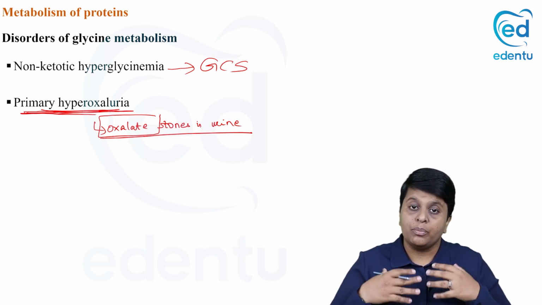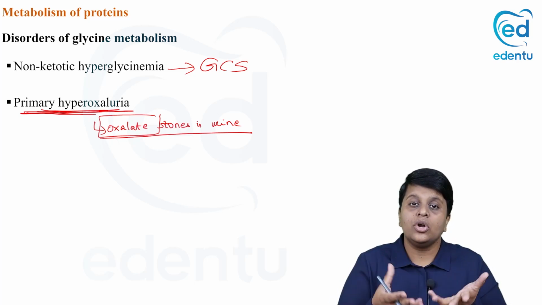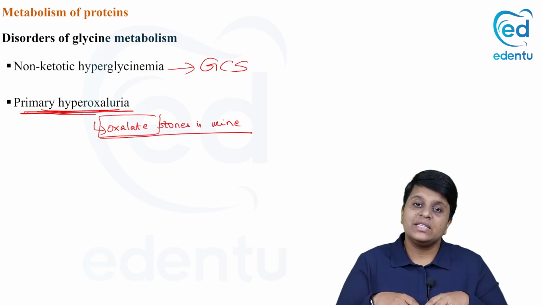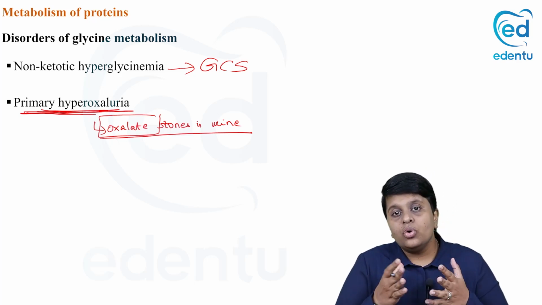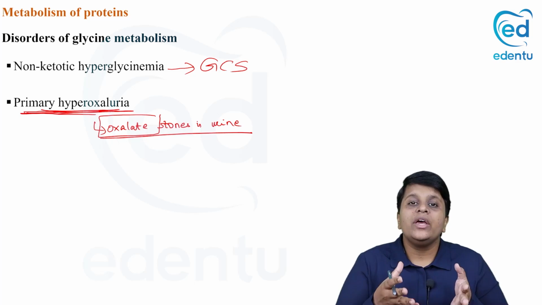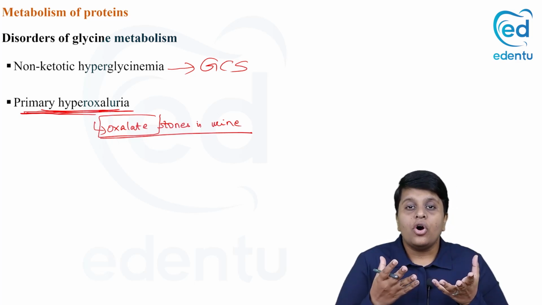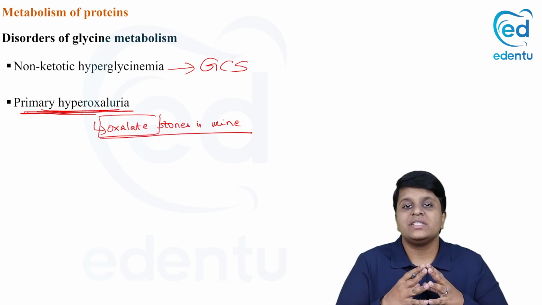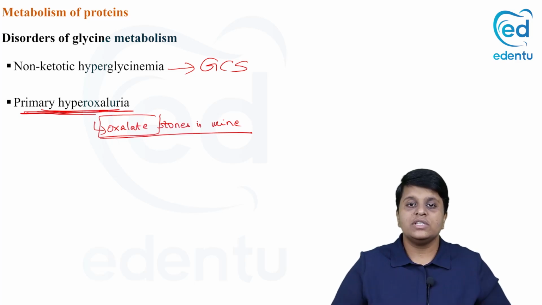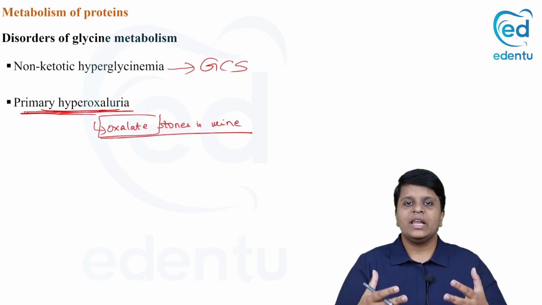A protein which is supposed to go to the peroxisomes does not go to the peroxisomes and it lands somewhere else. So it leads to different alternate pathways where you synthesize glyoxylate, which can get converted into oxalate, and this gets deposited as stones and gets excreted in the urine also. So these are the two disorders of glycine metabolism.